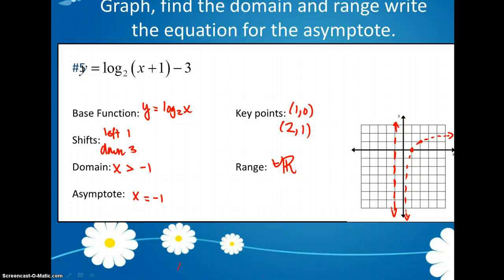Hey, Miss Angela, look what we did here. I plotted the base points, so that was 1, 0, and then 2, 1, and then here's my basic shape, and then I also drew my asymptote. But can you talk me through the shift, please? So now we have to shift every one of our key points to the left 1 unit and then down 3. Down 3, got it. And this one, left 1, down 3, got it. And so now my asymptote is over here, so I'm just going to follow that same form.